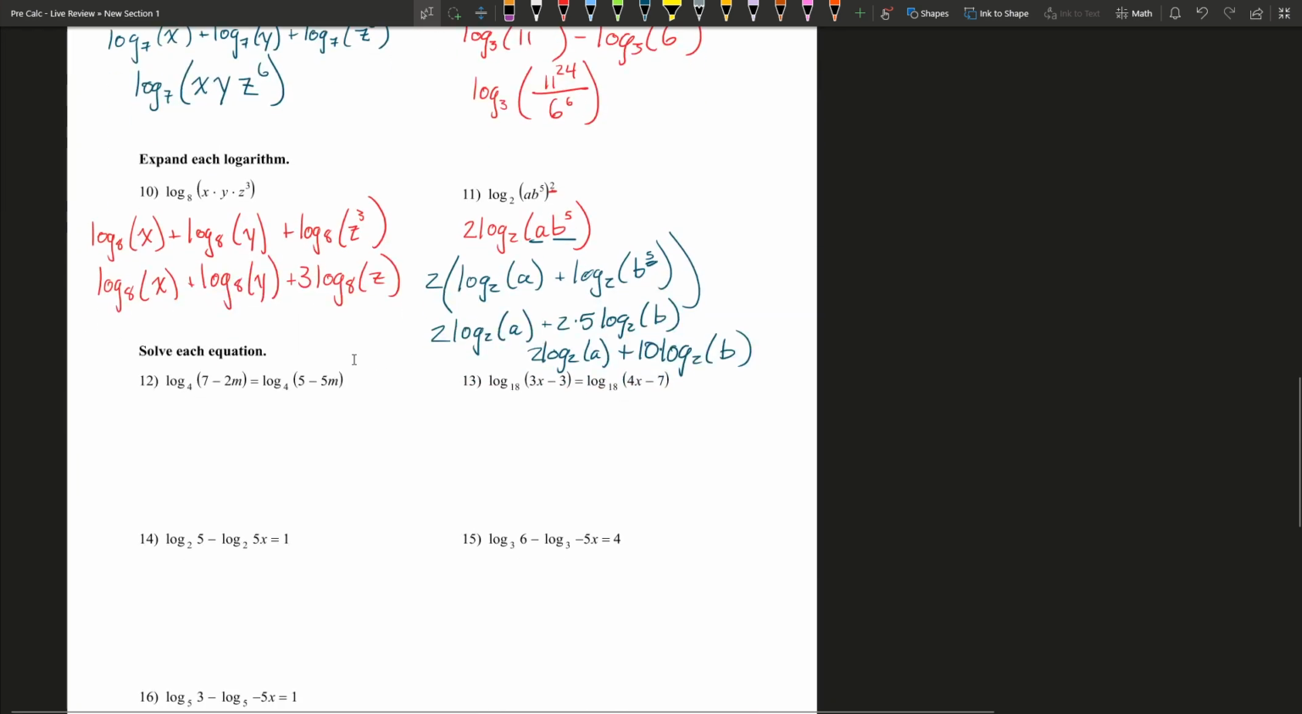So in number 12, we have log base 4 on the left and log base 4 on the right. Because of that, they kind of cancel. So we have 7 minus 2m is equal to 5 minus 5m. I'm going to add 5m to both sides and then subtract 7. So we get 3m is equal to negative 2. So m is equal to negative 2/3.